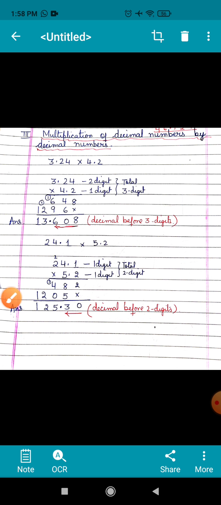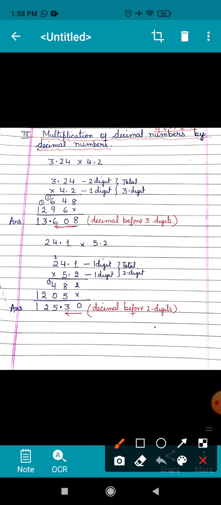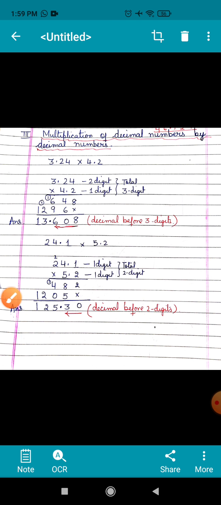Now see the next, multiplication of decimal numbers by decimal numbers. Here I have taken two more examples. Here you can see 3.24 multiplied by 4.2. What you have to do? You have to do simple multiplication. So when you have multiplied it by 2, you have got 648. And when you have multiplied 3.24 by 4, you have got 1296. And when you have added, you have got 13,608. Now here in the answer we have to put decimal.